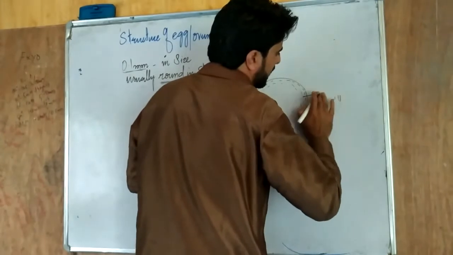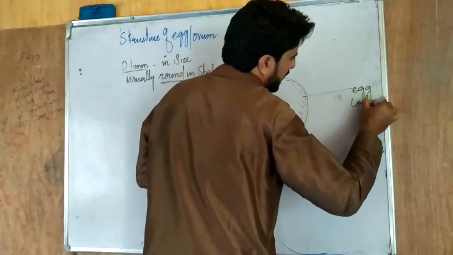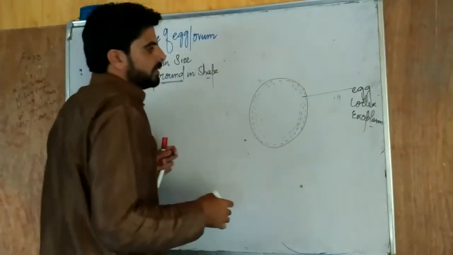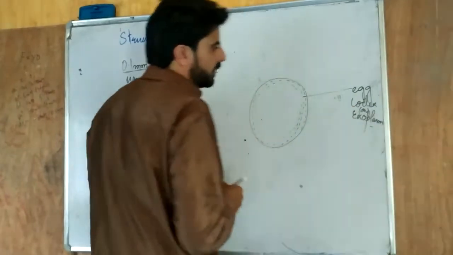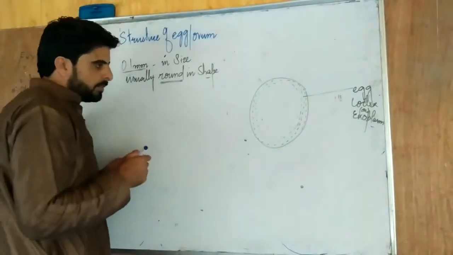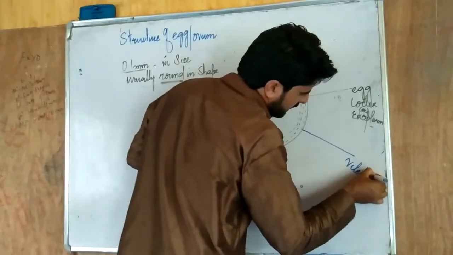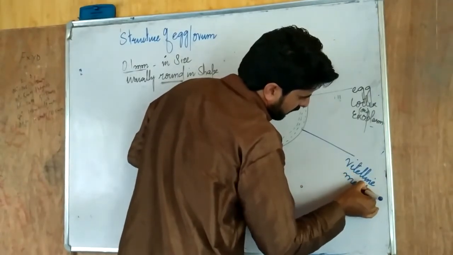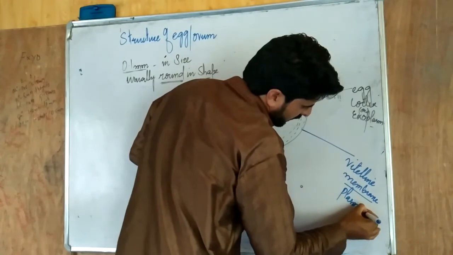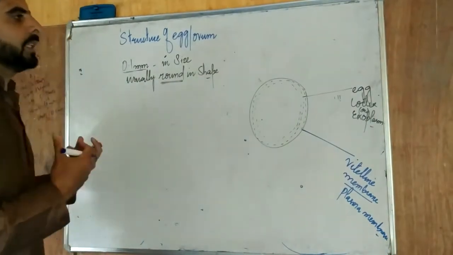It is known as the egg cortex, or we can also call it the exoplasm. It has two names. And the outer membrane which is present here is known as the vitelline membrane, or we can also call it the plasma membrane. So the vitelline membrane is nothing but a plasma membrane, which is secreted by the cell itself.